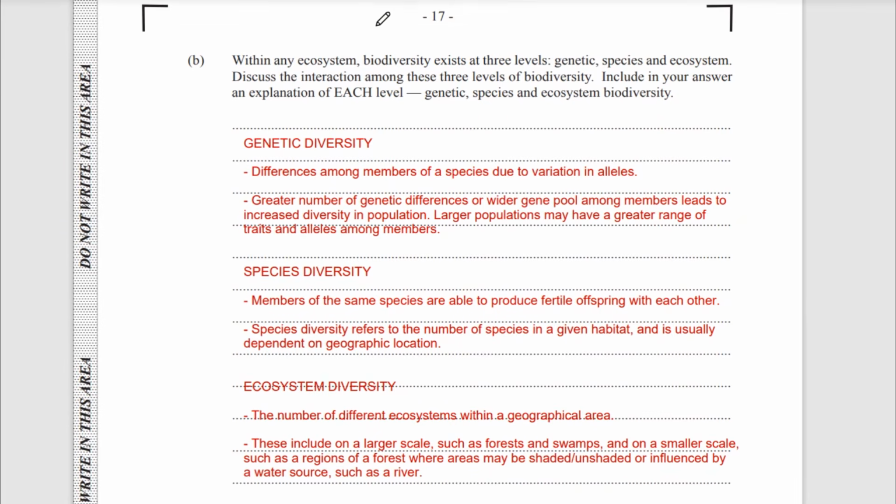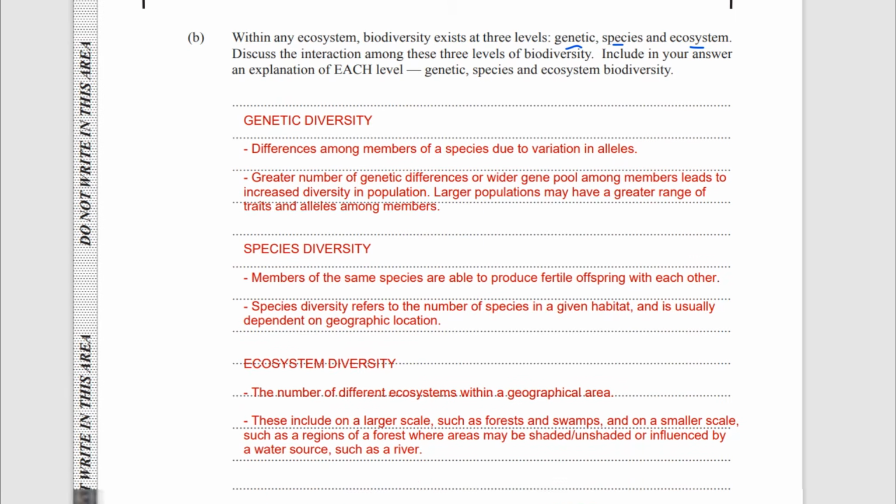Within any ecosystem, biodiversity exists at 3 levels. We have the genetic diversity, species diversity, and ecosystem diversity. Discuss the interaction among these 3 levels of biodiversity. Include in your answer an explanation of each level. All right, so first we're going to explain each one, and then we'll talk about the interactions.